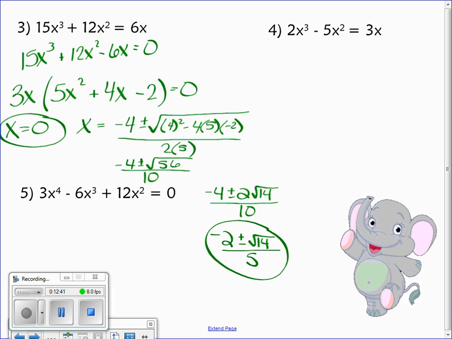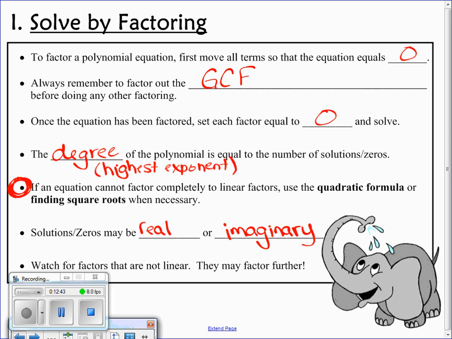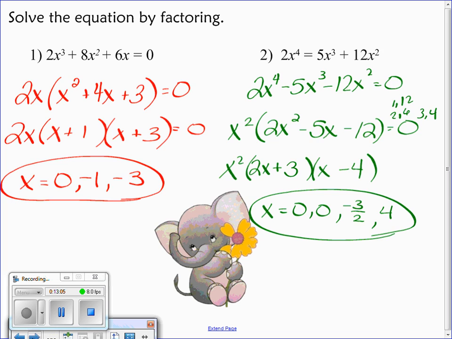All right, that goes back to the step in your notes that I circled, that's a little different. But it's the stuff we know. If an equation cannot factor to linear factors, where you're down to just x plus 5 or whatever, use the quadratic formula or finding square roots. You can use completing the square if you want, but I just know that's typically not people's go-to. But you can.